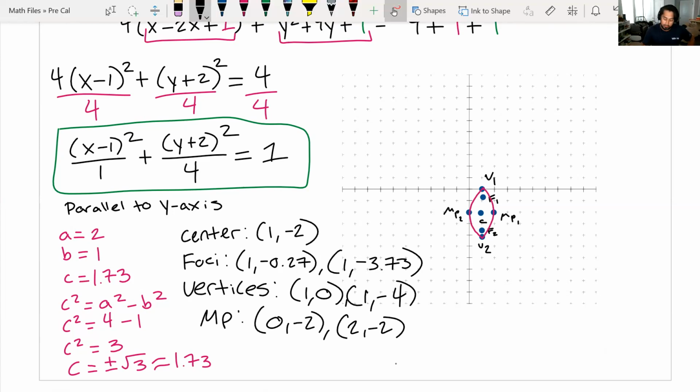And again, if you could get away with it, which I doubt, it would be 1 and -2 plus or minus √3 for your foci. That looks nicer, but I don't know what my math lab wants. So be prepared to put it in decimal format.